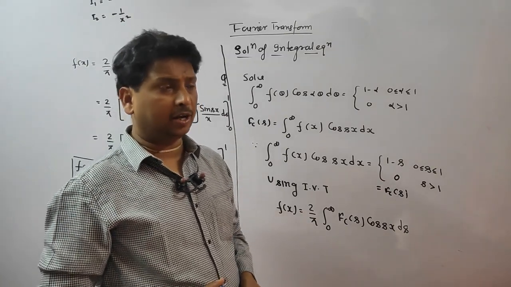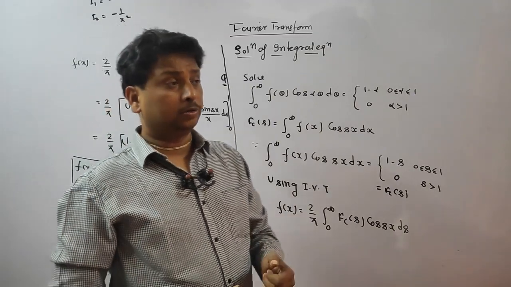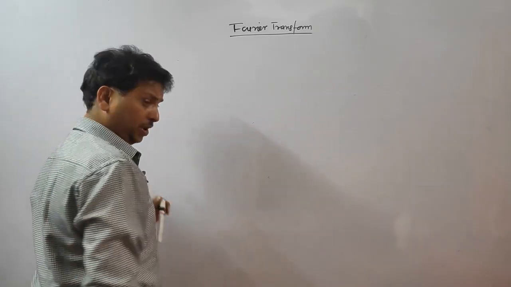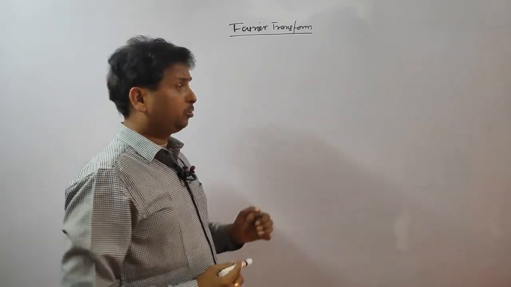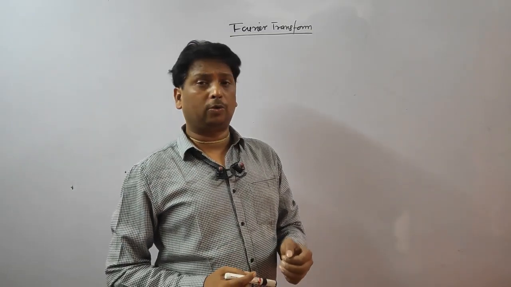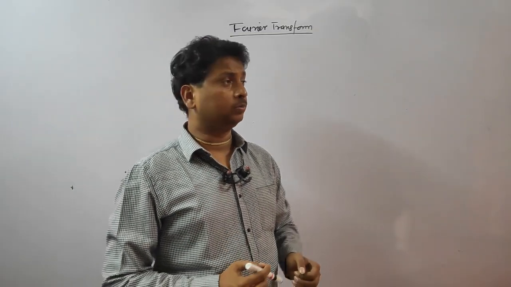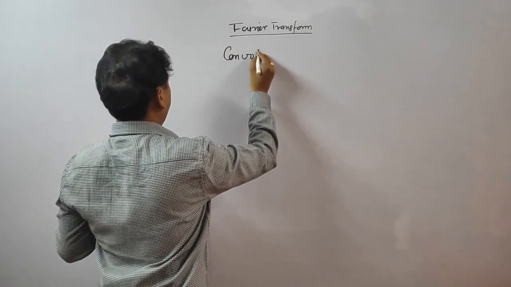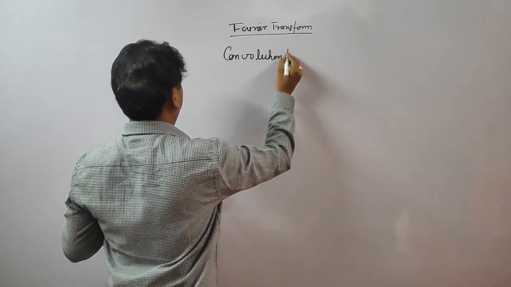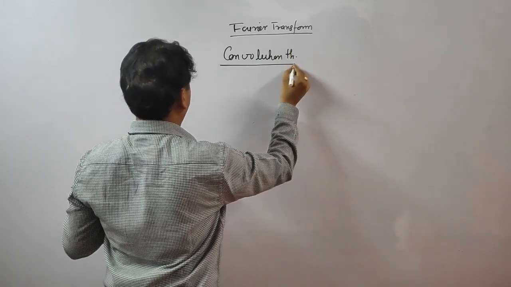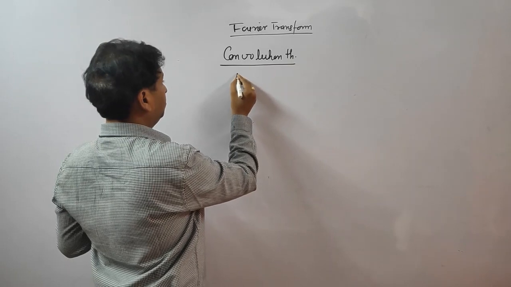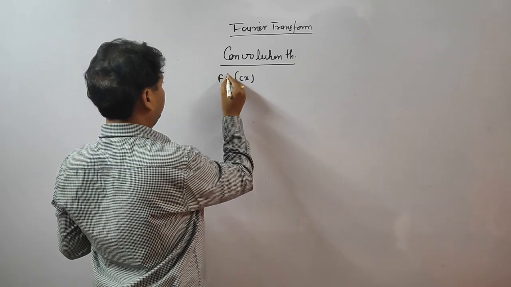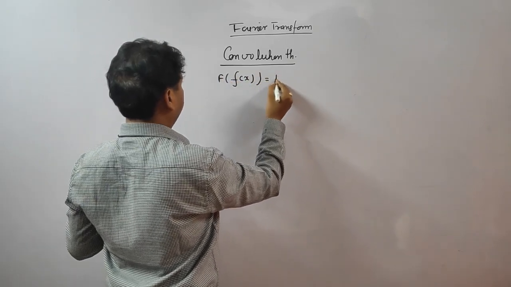So hope you understand. Now I'm going to tell about the convolution theorem. In every transform technique, we have a convolution theorem. And the convolution theorem is basically used to calculate the inverse transform. So, convolution theorem. What is that? Suppose f(x) is a function whose Fourier transform you calculated and it is denoted by F(s).